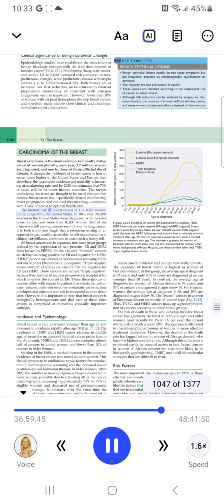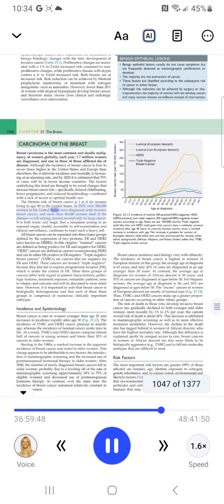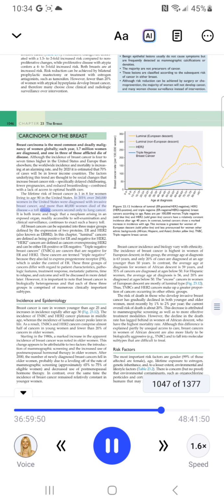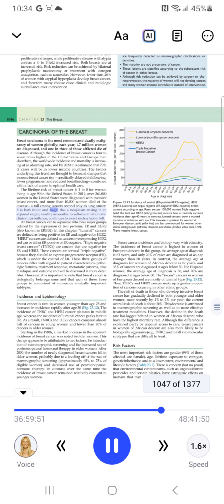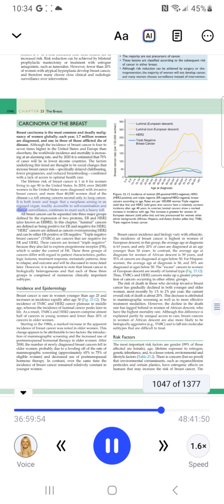The lifetime risk of breast cancer is 1 in 8 for women living to age 90 in the United States. In 2019, over 260,000 women in the United States were diagnosed with invasive breast cancer, and more than 40,000 women died of the disease, a toll among cancers second only to lung cancer. It is both ironic and tragic that a neoplasm arising in an exposed organ, readily accessible to self-examination and clinical surveillance, continues to exact such a heavy toll.